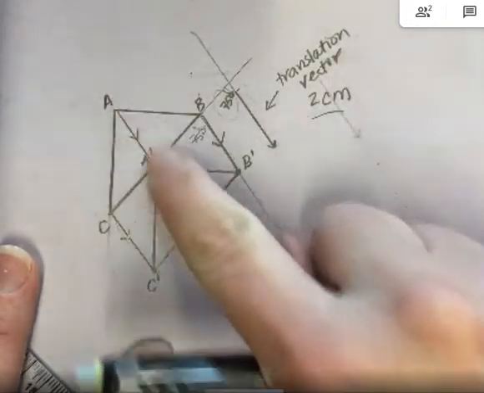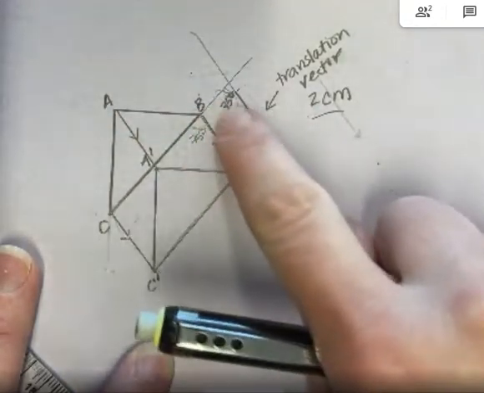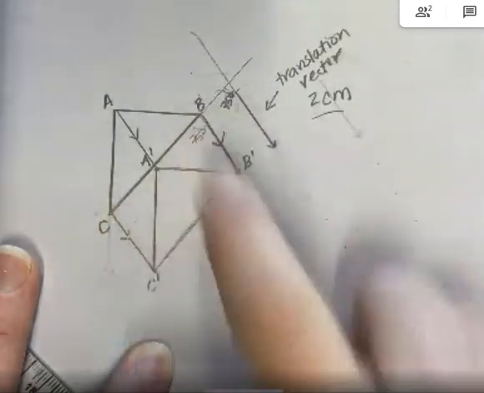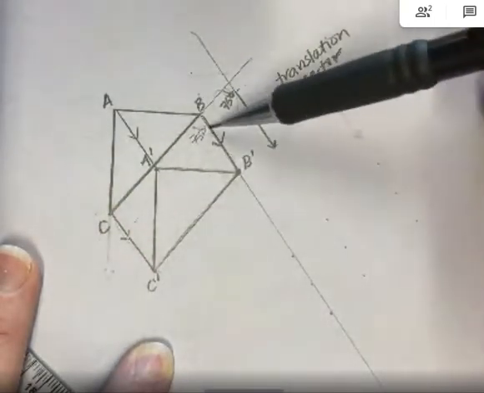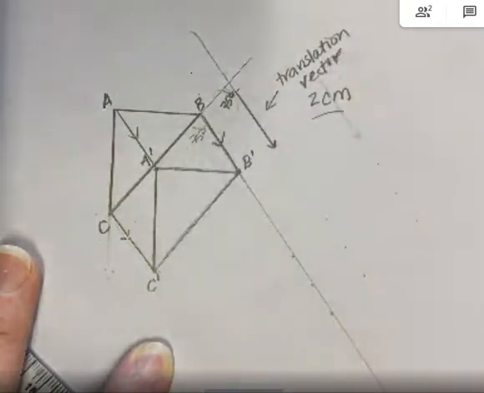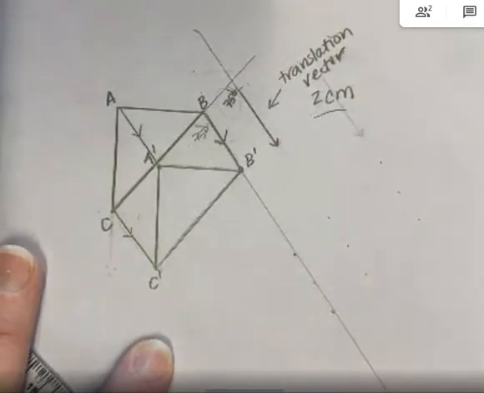So the translation vectors, because they're all going down at that 75 degrees to the BC and 2 centimeters long, are all parallel to each other. So that's another big takeaway that you can take from translation.